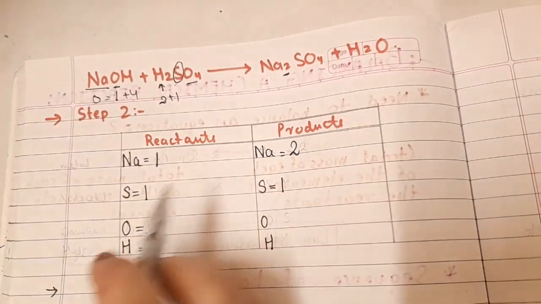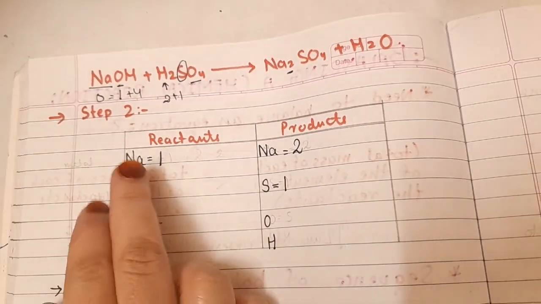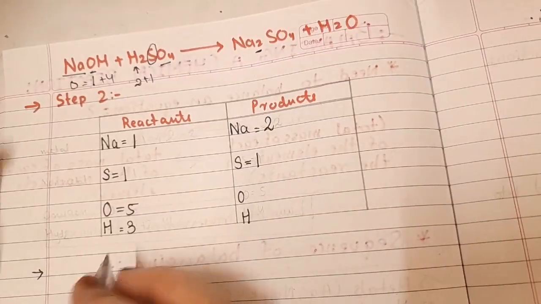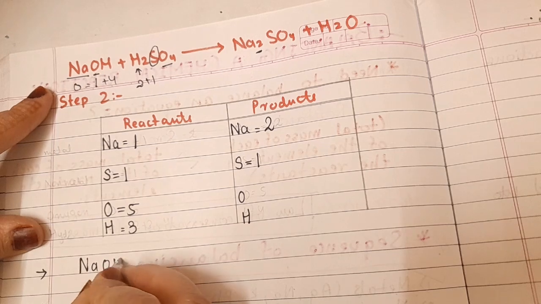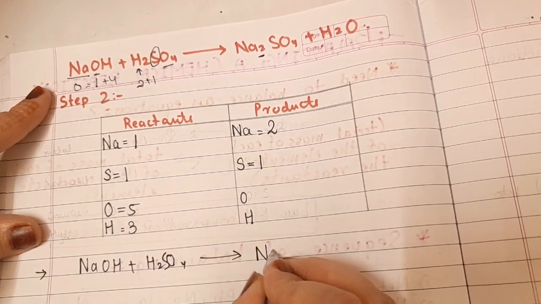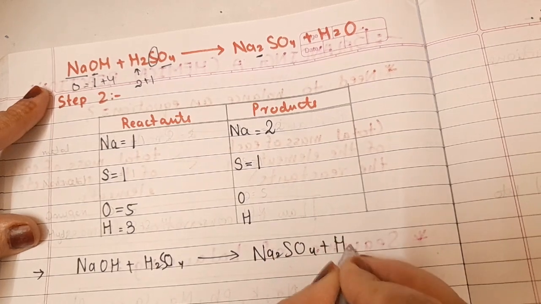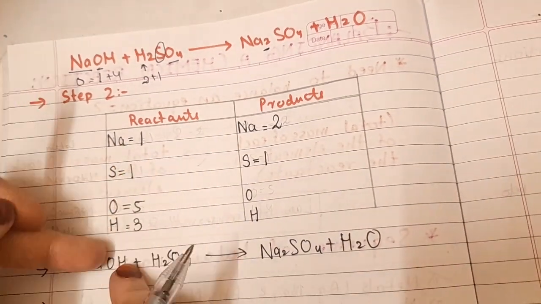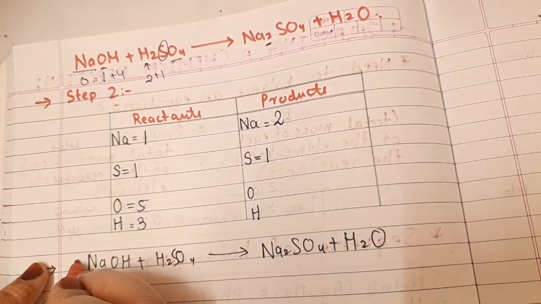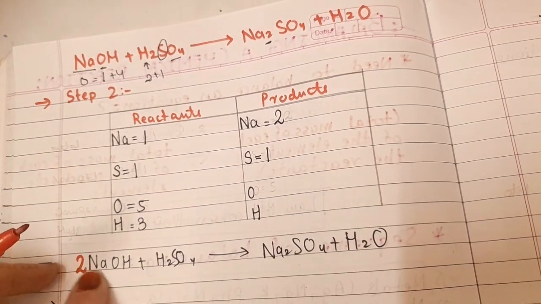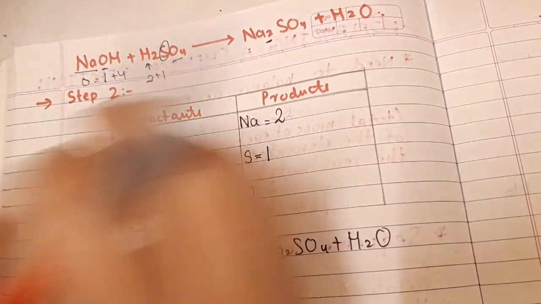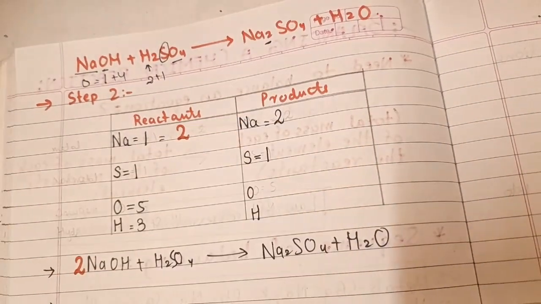Now what we will do here, first we will write the equation and we will balance sodium first, like NaOH, sodium hydroxide plus sulfuric acid gives us sodium sulfate plus water molecule. Here 1 element is there on the reactant side, and on the product side we have 2. So first we will balance sodium. For balancing sodium we will write here 2. Now 2 elements on the reactant side and 2 elements on the product side. Both are balanced.